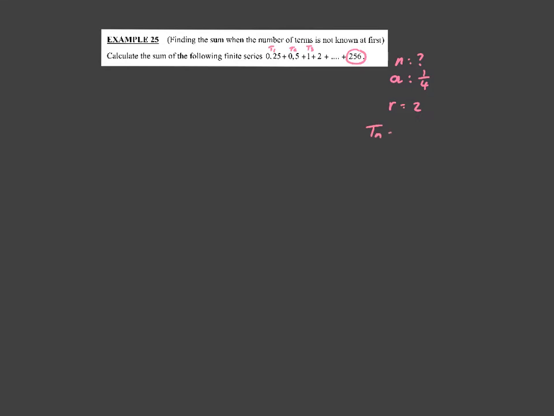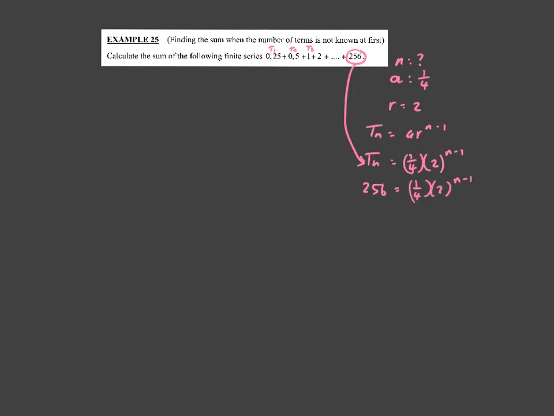The general term is going to be a r to the n minus 1. So that t_n is equal to a, which is a quarter, 0.25. And then r is equal to 2, to the power of n minus 1. Okay, and then we know what the value of the term is. It's 256. So a quarter times 2 to the power of n minus 1.